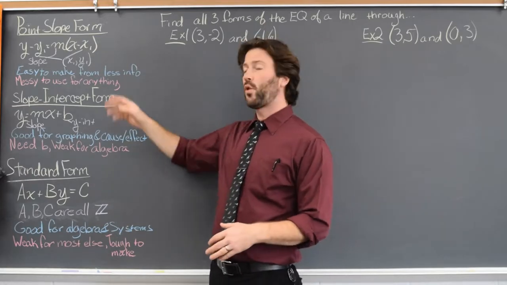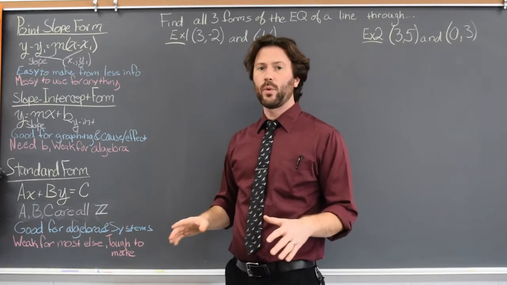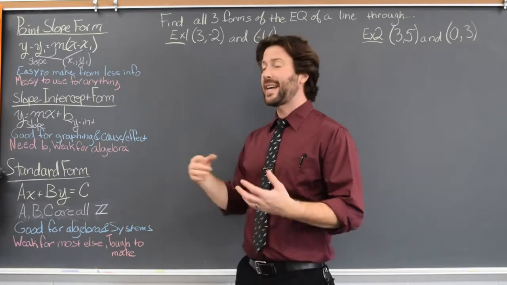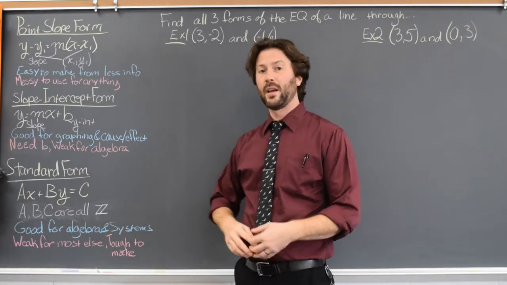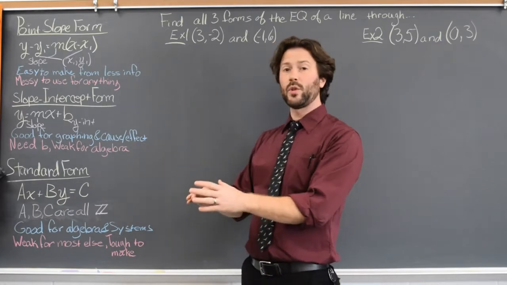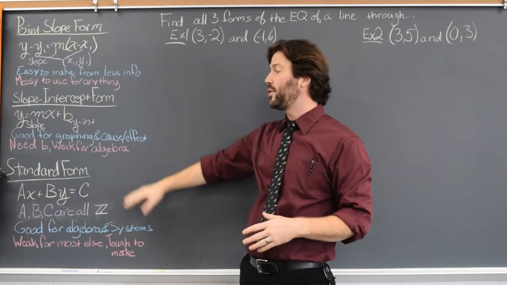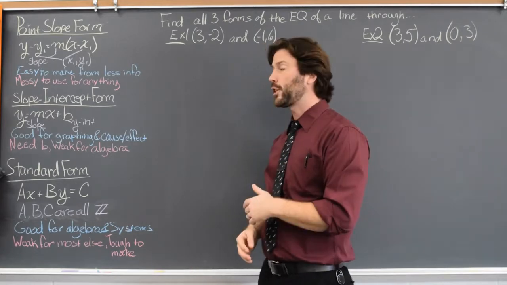The benefit of this form is it's easy to make. Any 2 points on the line and we can make this form. The bad news about this form is that it's kind of messy to really use for anything. So usually if we're given 2 points, we'll start by making point-slope form, and then we'll turn it into one of these other two.